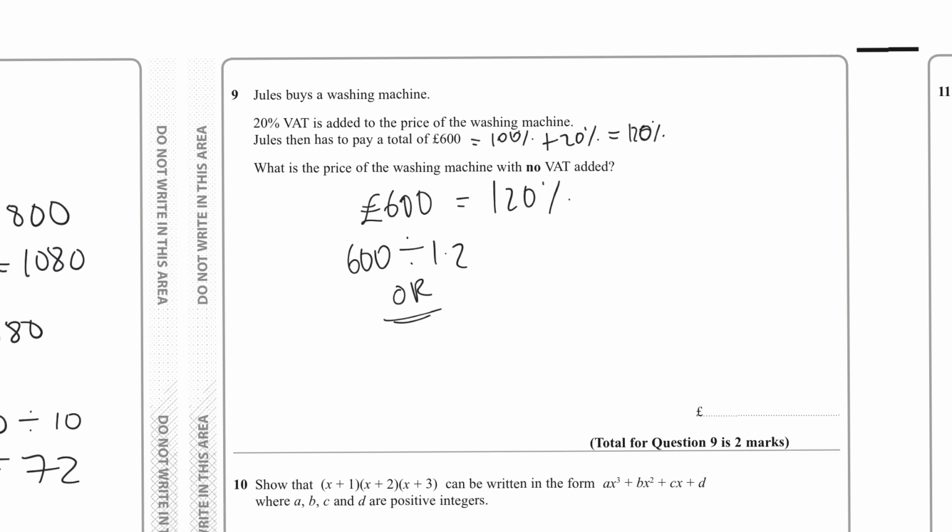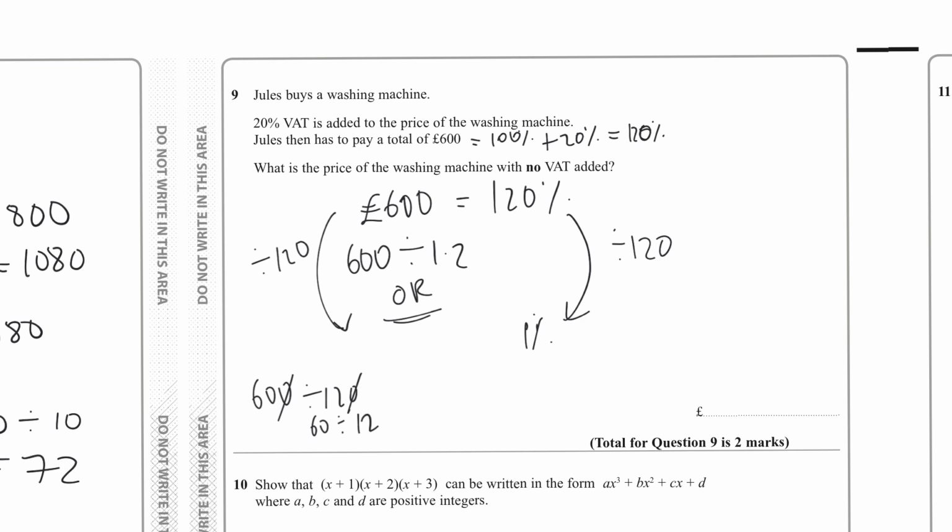If we know that £600 is equal to 120%, you can work out what 100% is by working out what 1% is, by dividing 600 by 120. If you have 600 divided by 120, take away both of the zeros, you're left with 60 divided by 12, which is a really nice calculation of 5. So we know that £5 is equal to 1%. Then in terms of working out what 100% is, times them both by 100, and you're left with an answer of £500. So I hope that made sense.